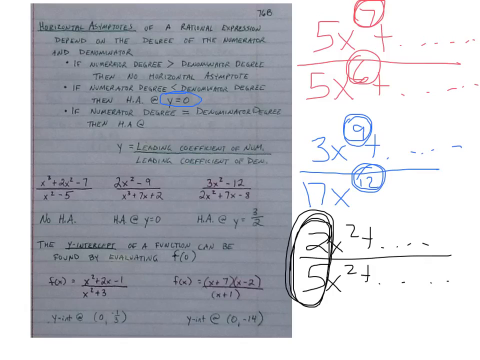I've shown 3 examples below, and you'll notice that in the first one, the degree in the numerator is higher than the degree in the denominator, so there is no horizontal asymptote. In the second example, the degree in the numerator is less than the degree in the denominator. There is a horizontal asymptote at y equals 0. And then finally, in the last example, the degree in the numerator is the same as the degree in the denominator. So we get a horizontal asymptote at y equals the ratio of the leading coefficients, so 3/2.